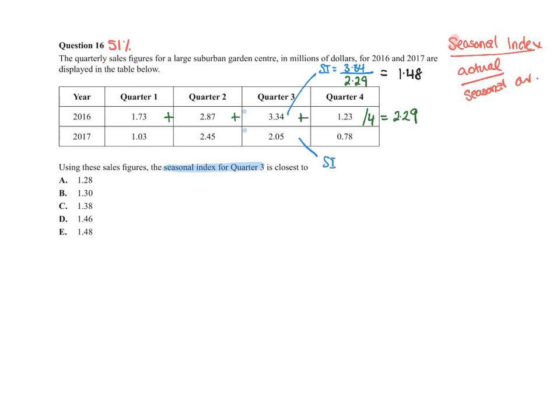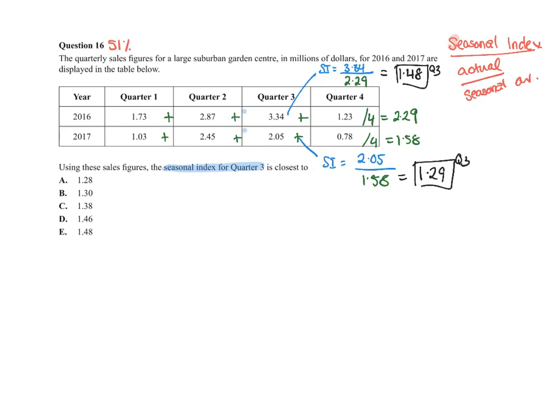So this one's seasonal index. It's got an actual 2.54. Going to divide it by the seasonal average, which means I add these up and divide by 4, which is 1.58. Okay, I end up with, what do I end up with? 1.29. So here's the 2 quarter 3 seasonal index.